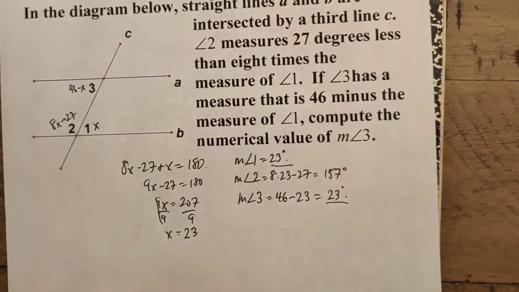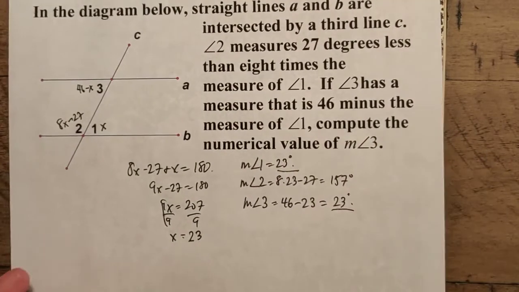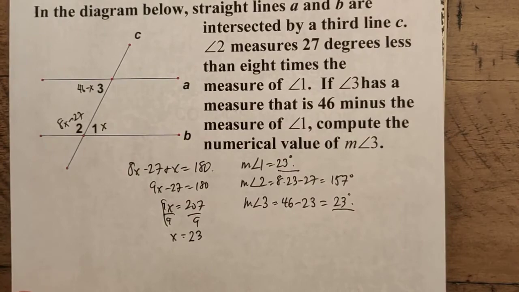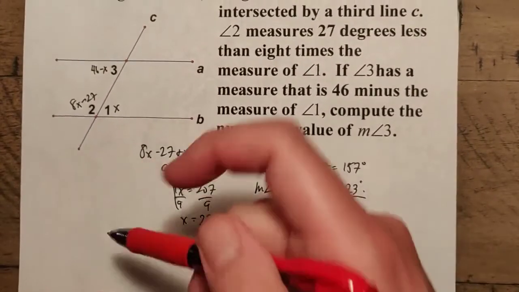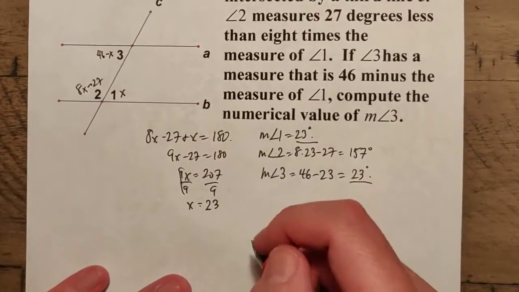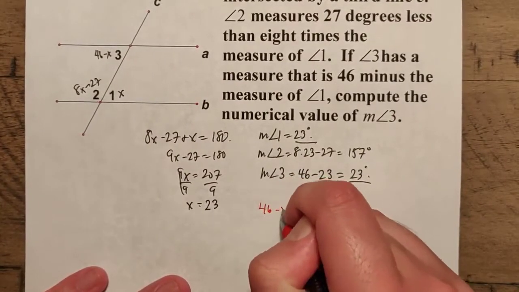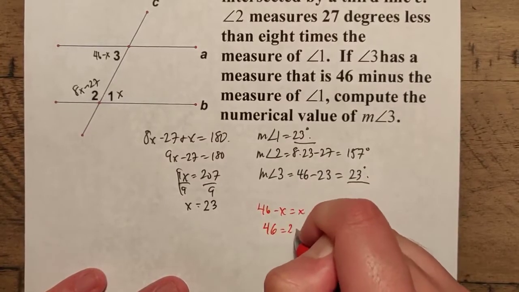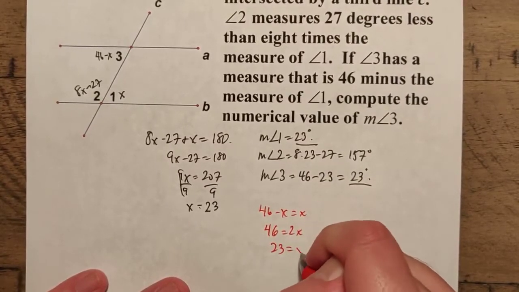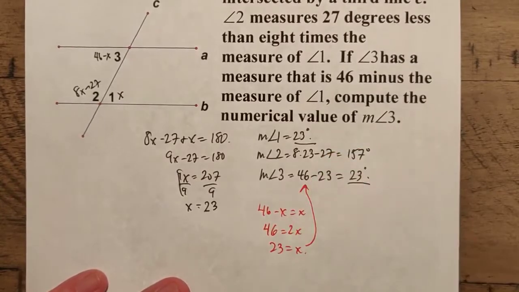Great. Now, note that this is a great solution here. But some of you may propose an alternate solution. Some of you may propose, wait a minute, we know angle 1 and angle 3 are equal, so we can set this up: 46 minus x equals x. That implies 46 equals 2x, so 23 is equal to x. And that transposes into this solution up here.